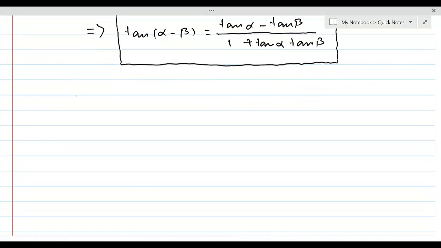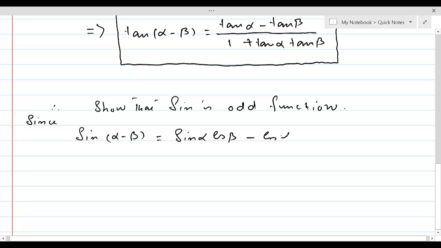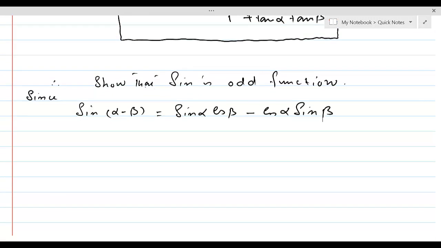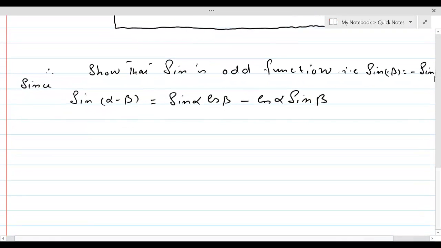Anyways, now we have been using that sine is an odd function. If that is so, we can see that for sine of (alpha minus beta), since sine of (alpha minus beta) is equal to sine alpha cos beta minus cos alpha sine beta, in other words, we want to prove that sine of minus beta is equal to minus sine beta. This is what we want to prove because we have used it a lot. So there should be no doubt in your mind. That's why we are going to prove it.